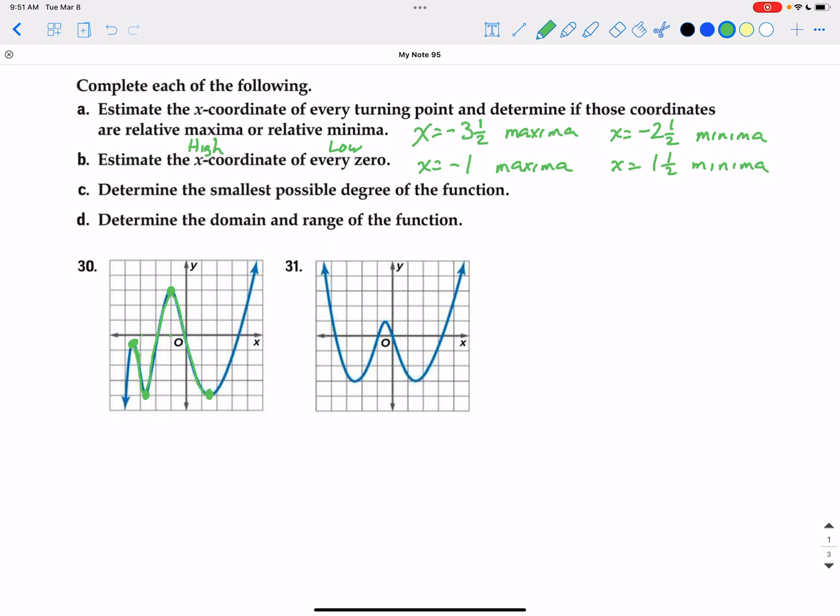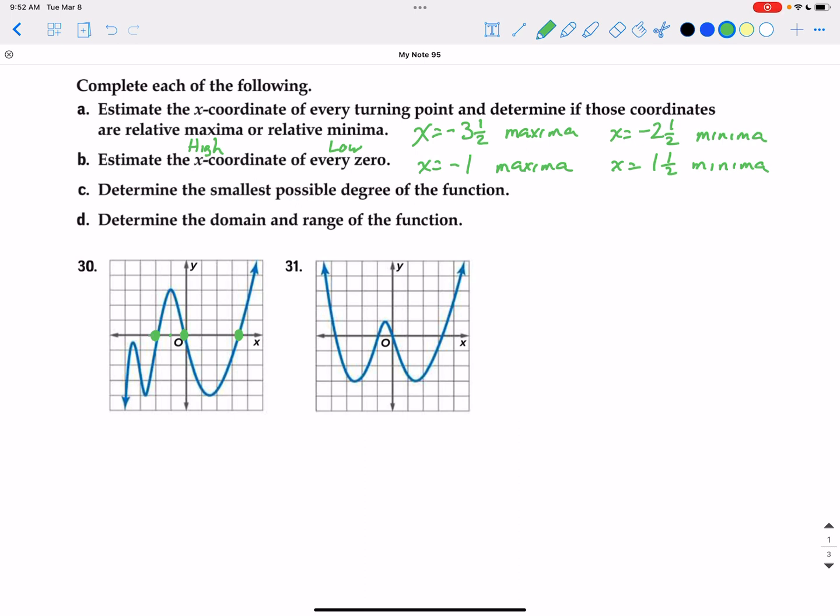So all of that is part A, finding the maxima and the minima and the x values of the turning points. Part B is to estimate the x-coordinate of every zero. Remember, the zeros are where it crosses the x-axis. So where does it cross the x-axis? It looks like it crosses right there, about right there, and about right there. So go ahead and round those to the nearest half or the nearest whole number.